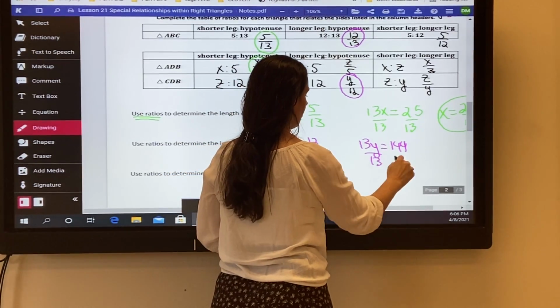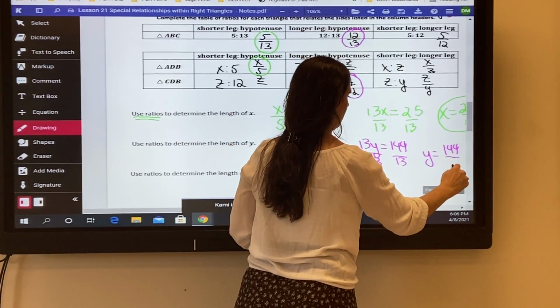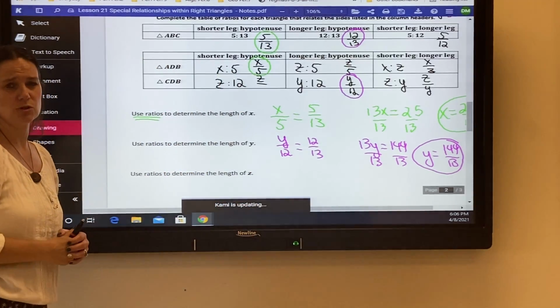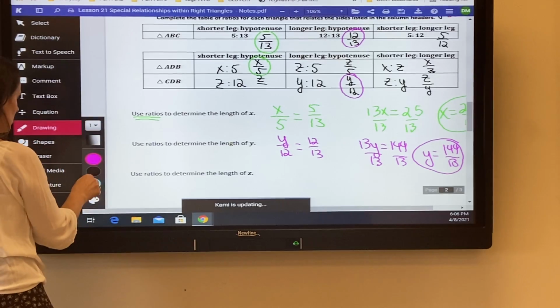We divide out the 13, and then we would have our answer of 144/13. Don't divide that and get a decimal, because nothing in the directions tells you to round, so just leave it as exact, okay? So now to find z, let's just go to the blue.